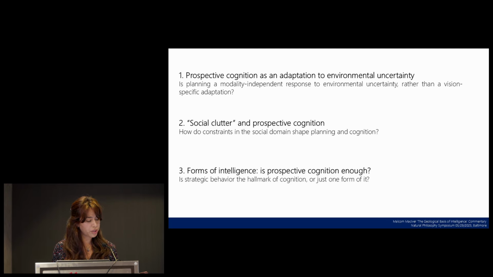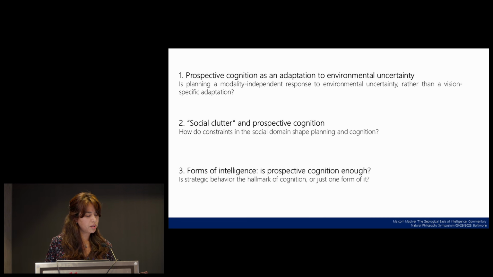So a broader question is, could constraints in the social domain, like those in the physical world, have also driven the emergence of high-order cognition? And how might strategic planning differ when navigating the world as part of a social group in addition to the physical space?